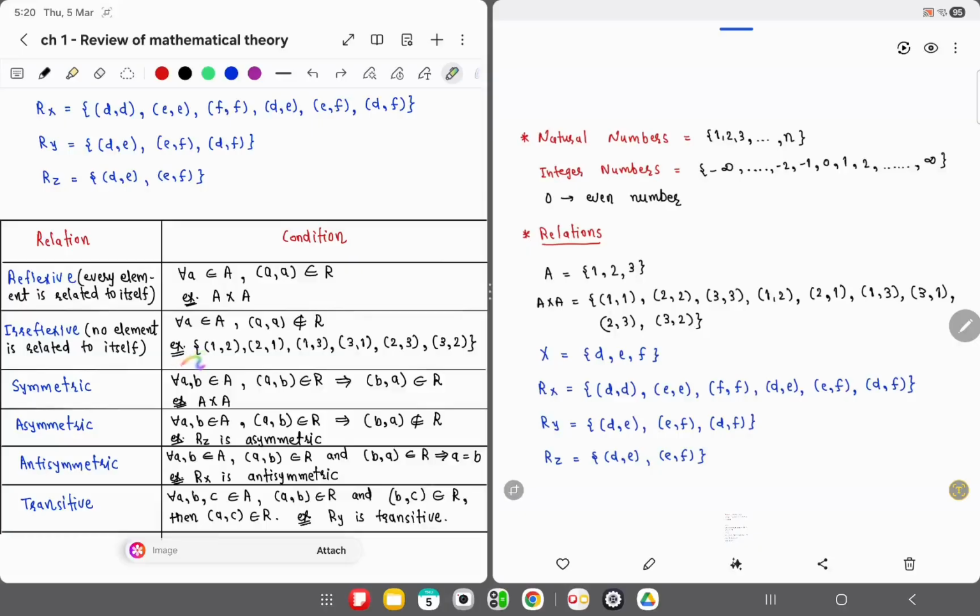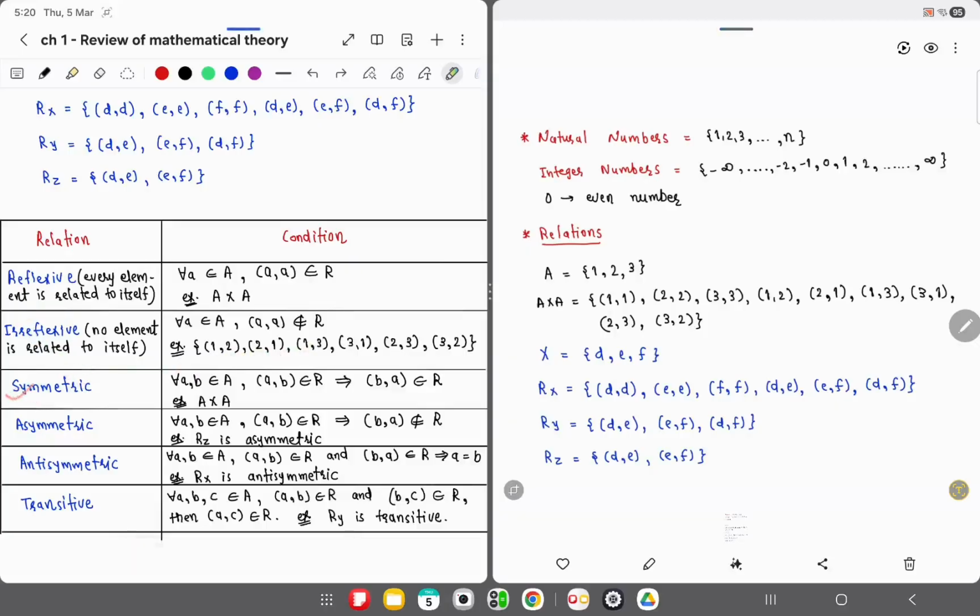Then what is an irreflexive example? Examples such as (1,2), (2,1), where the pair of an element with itself is not inside the set. The example is (1,2), (2,1), (1,3), (3,1), (2,3), and (3,2). This is an irreflexive relation.